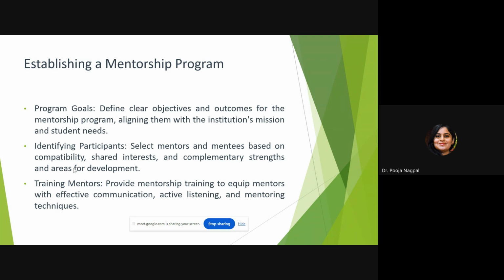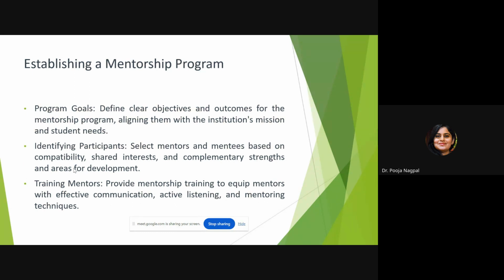Now the question: how to establish a mentorship program. First of all, we would like to discuss the goals. What are your goals? Define clear objectives and outcomes for the mentorship program, aligning them with the institution's mission and student needs. Basically, there are different needs for institution and missions. Even student needs are different, mission needs are different, and the institution is asking for something else. You need to integrate all these things and create a mentorship program.